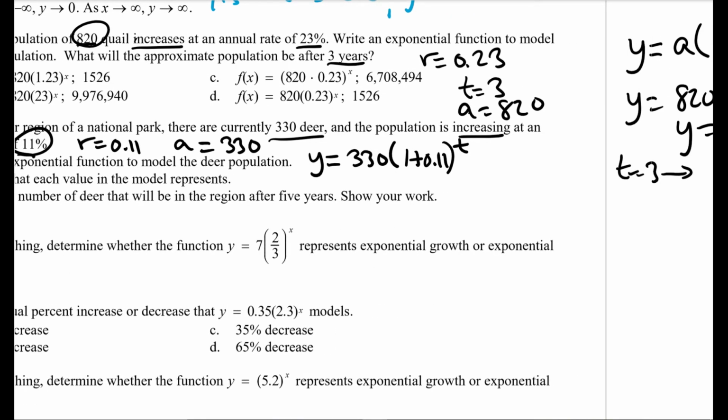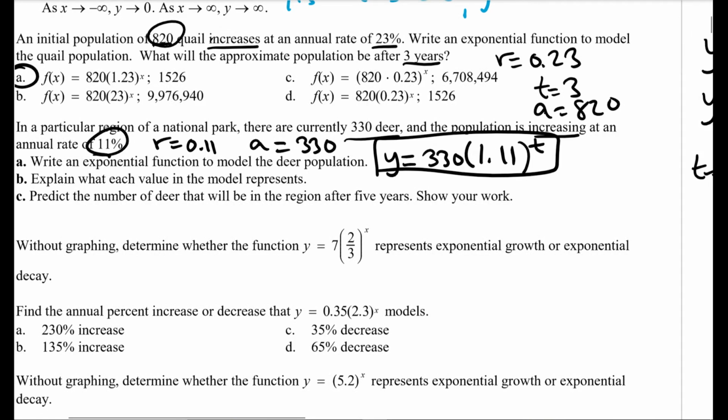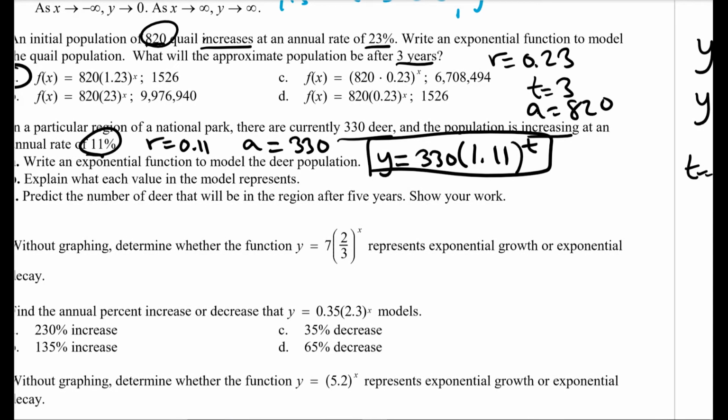I can go ahead and rewrite the 1 plus 0.11 and just change it to 1.11, and then that would be my final answer for part A. For part B, explain what each value in the model represents. Well, we kind of talked about it. This represents the Y-intercept or the initial population.